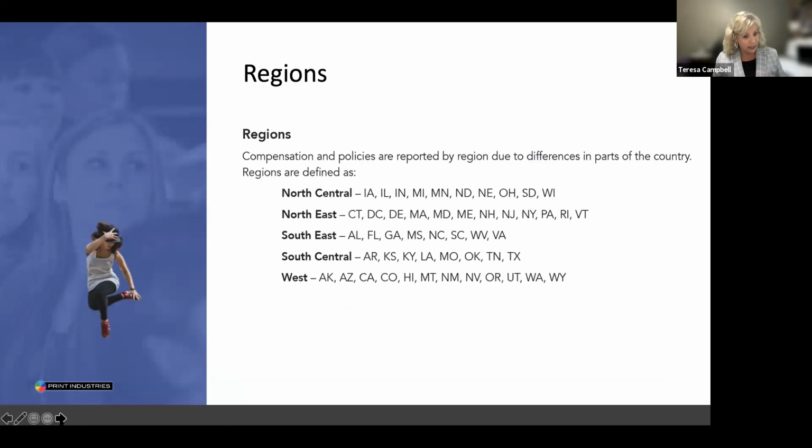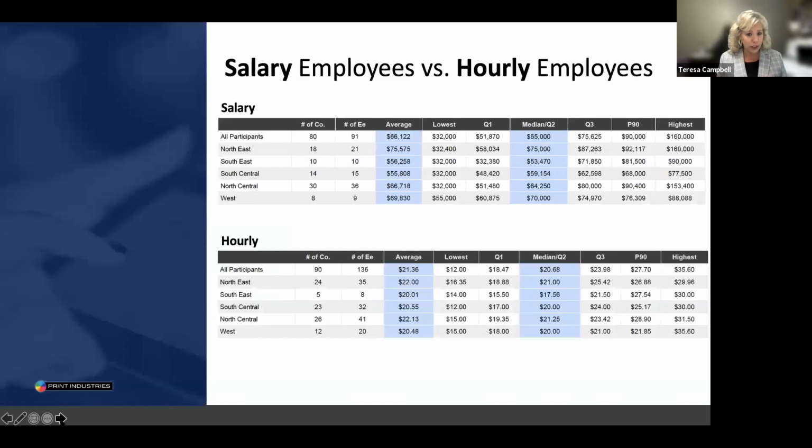The regions are really important as well. So compensation and policies differ across the country and are extremely different in some instances when you think about printing companies in the South versus the Northeast versus the West Coast. So they're broken out in this fashion to group them together so that you can clearly see what's happening in your area, or even why someone who may have moved to your area that you're trying to recruit is asking for what you feel like is an unreasonable wage, but they were making that wage if they came from the Northeast, for example. So those regions are important.